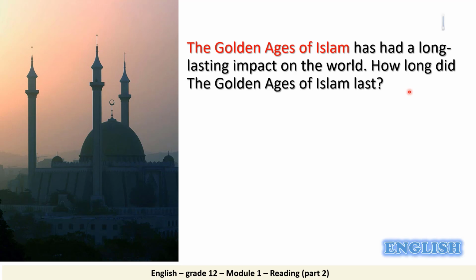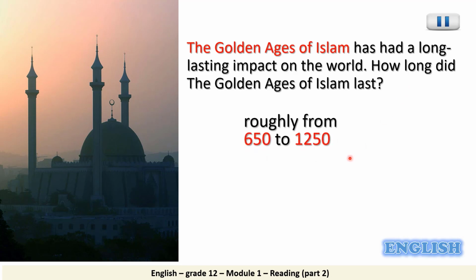Please pause the video now. Well, the question is asking you, how long did the golden ages of Islam last? Look at the timeline again. Okay, so the golden ages of Islam lasted from 650 to 1250, and this makes the whole period 600 years. Excellent.